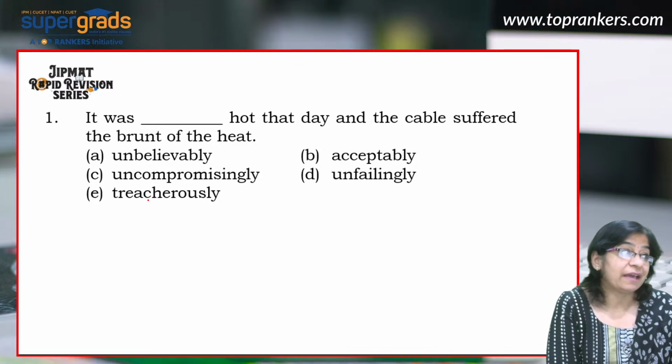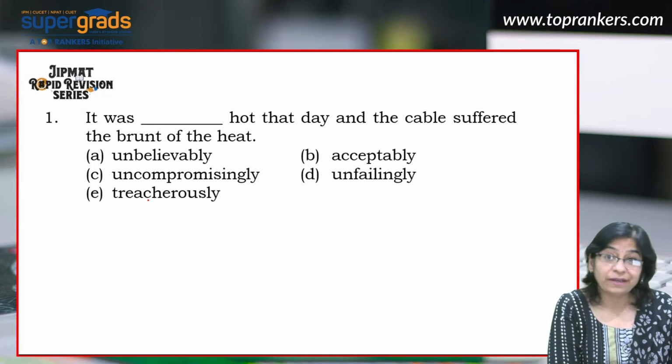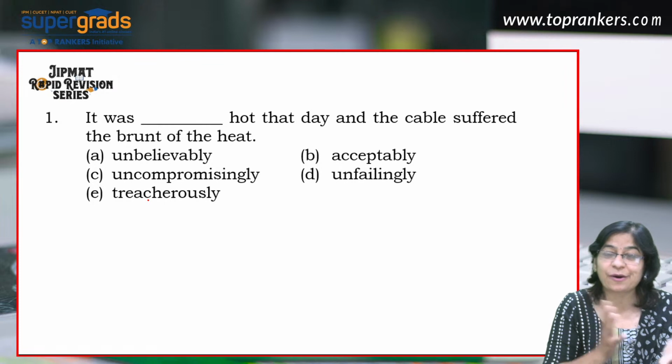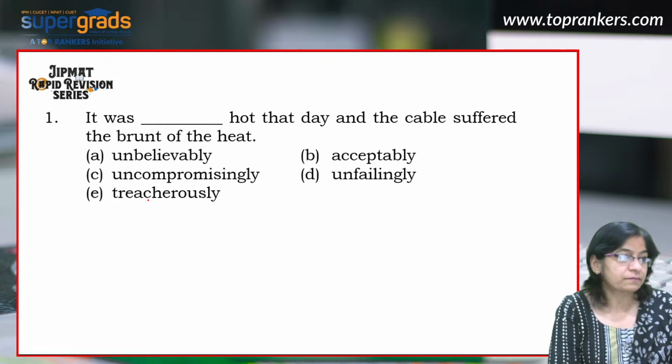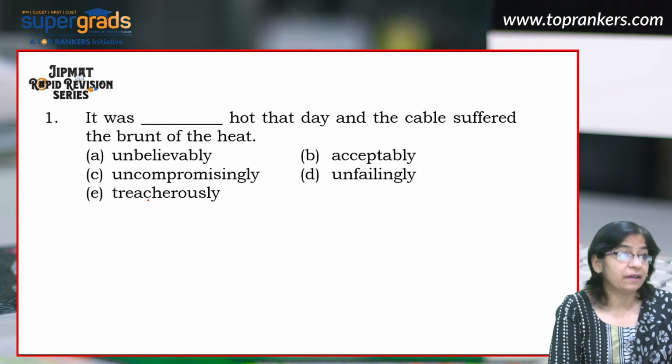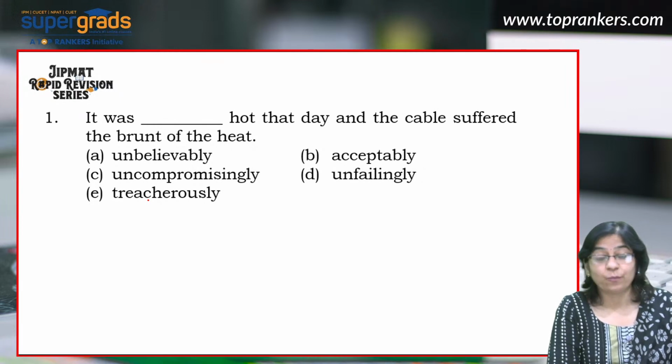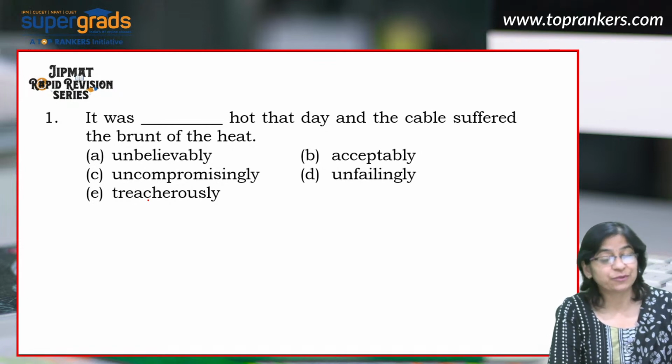Was it an unbelievably hot day? It was uncompromisingly hot day. It was treacherously hot day. Treacherous is when you want to betray someone. You're being treacherous. Acceptably hot day, unfailingly hot day. What do you think is the right answer choice? Before I give you my answer, I'd like to hear your answer.